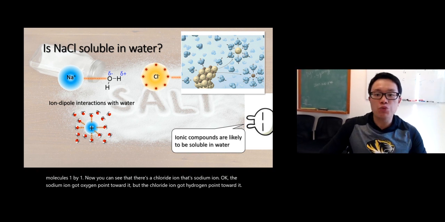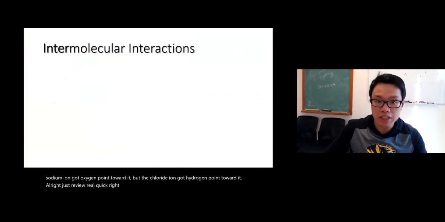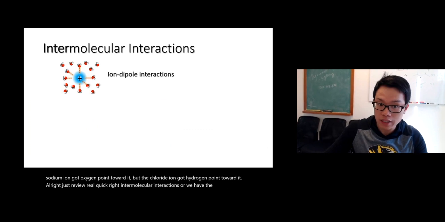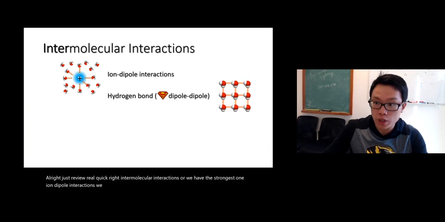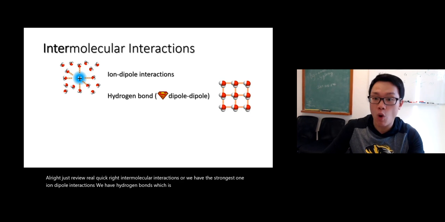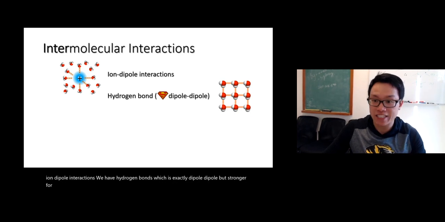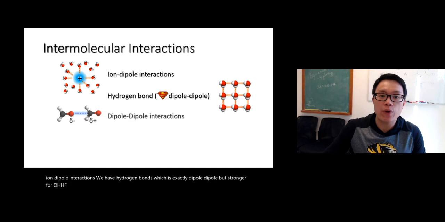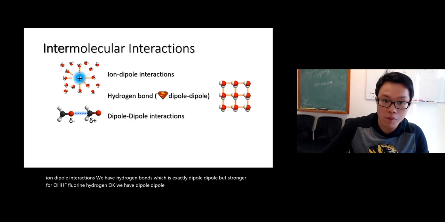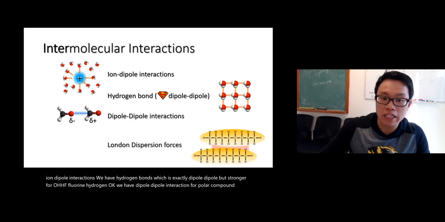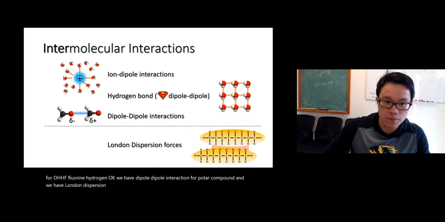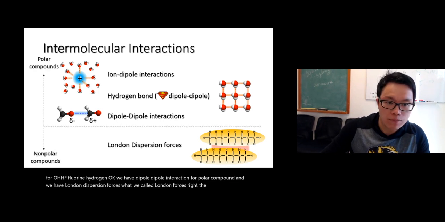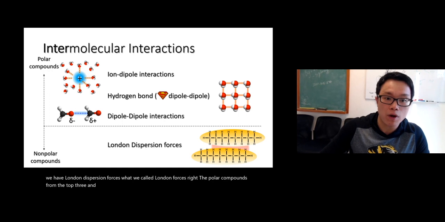Okay. All right. Let's review real quick. Intermolecular interactions: we have the strongest one, ion dipole interactions. We have hydrogen bonds, which is exactly dipole-dipole but stronger, for OH, NH, and FH, fluorine hydrogen. We have dipole-dipole interaction for polar compounds, and we have London dispersion forces, or London forces. The polar compounds are the top three, and the non-polar compounds are the bottom.